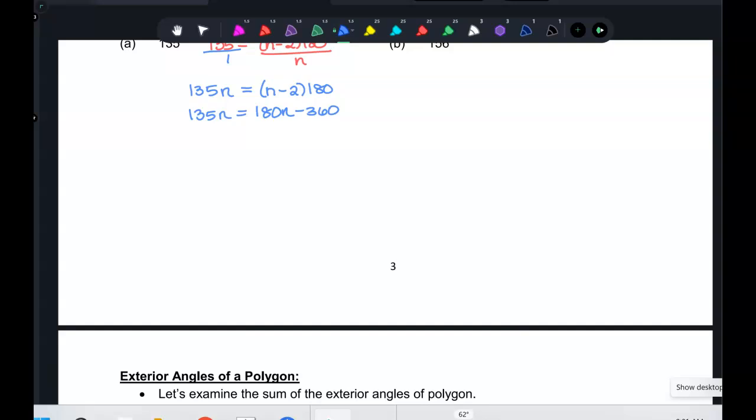Now if I subtract 180n, I get negative 45n equals negative 360, or you can swap it around, it doesn't matter. We should always get a positive number for n, right? It's not going to make sense if we have a negative number of sides. n equals 8. Good.